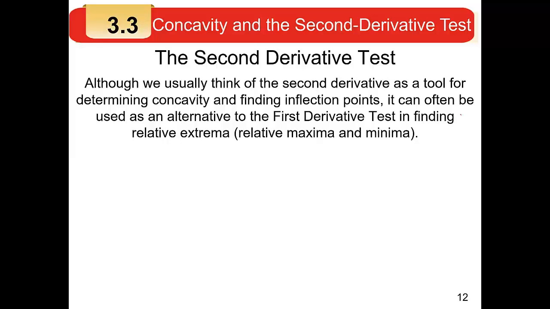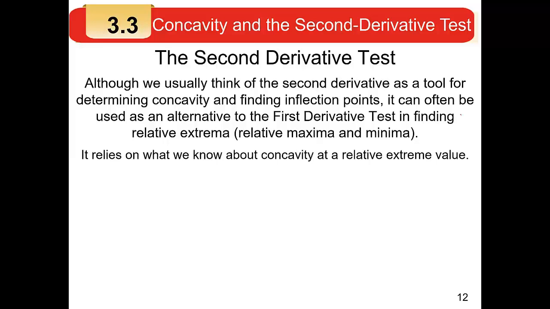But when it works, it's actually faster most of the time than doing the first derivative test. So the second derivative test is an alternative to using the first derivative test for increasing and decreasing that fails on occasion. And I'll show you an example of that. But when it does work, it's typically a little easier than doing the first derivative test for extrema.